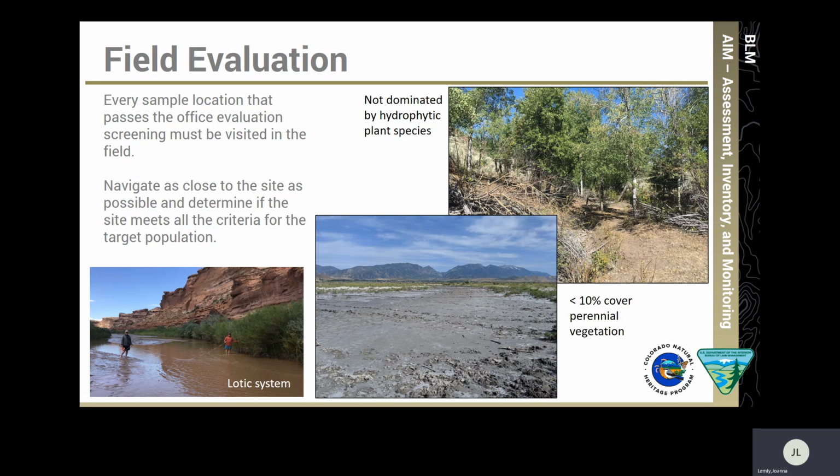This slide shows sites that could be evaluated as non-target in the field. The lower right shows a lotic system without a true lentic component. The upper left shows a drainage dominated by upland vegetation and without a dominance of hydrophytic vegetation. The center photo shows a mudflat with less than 10% cover of perennial vegetation.